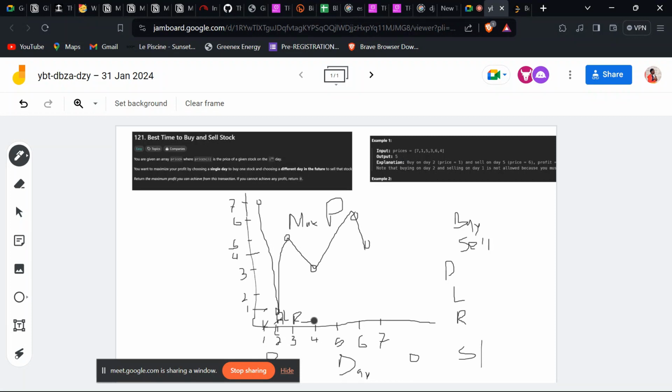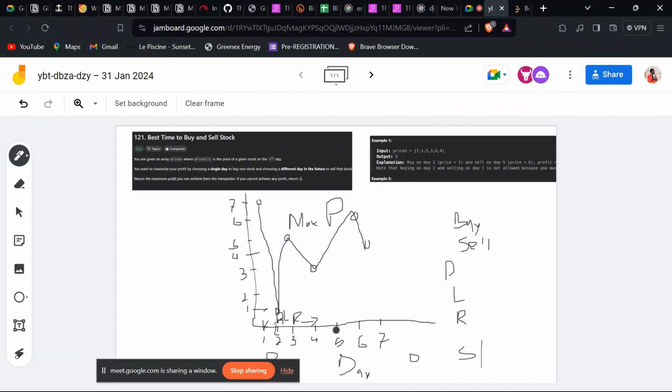We'll extend our right pointer to the 4th day. On the 4th day, we are buying at 1 but selling at 3. 3 minus 1 gives us 2. We cannot update our maximum profit because the previous one was above this. This was 4 and this was 3, so we don't update our maximum profit.